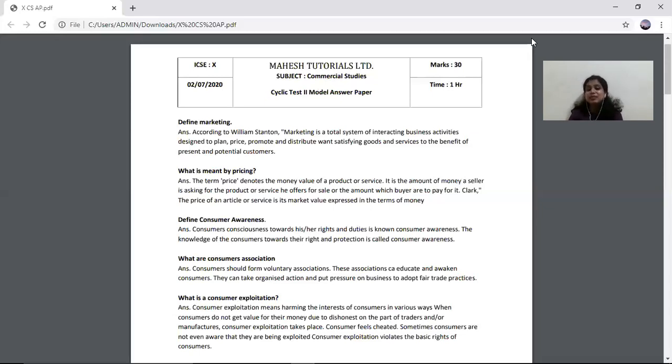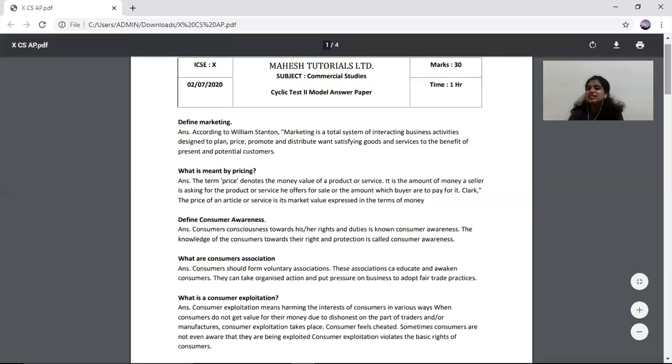Again, it is the meaning that they are asking you for, so you can write it in your own words, and you can write the explanation and also include examples, right? So we've done with the section A.